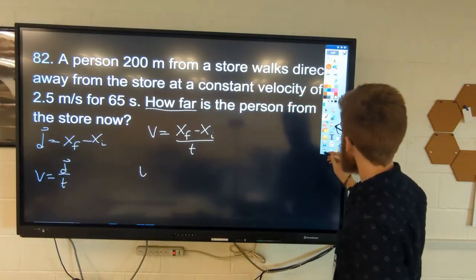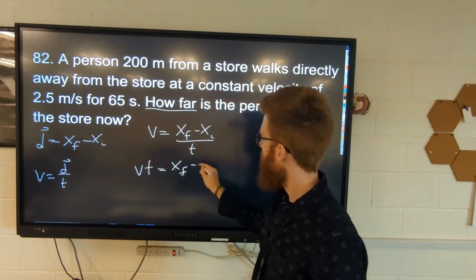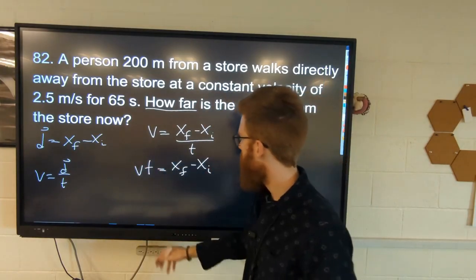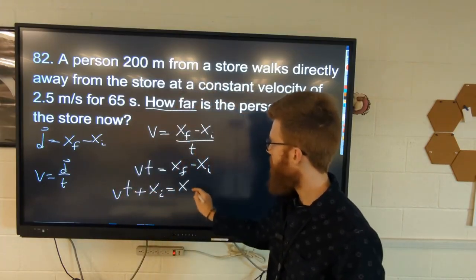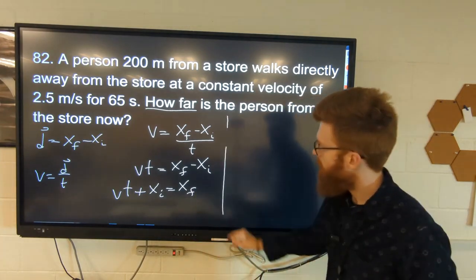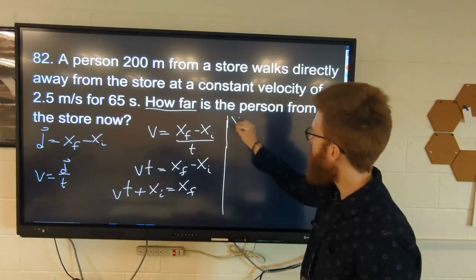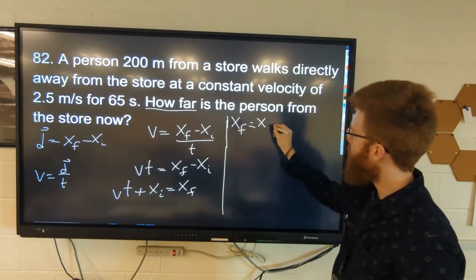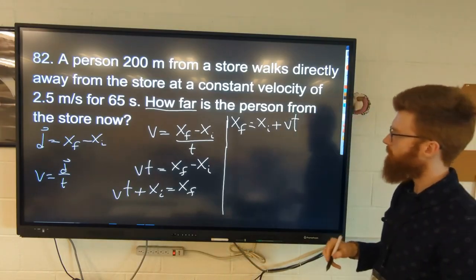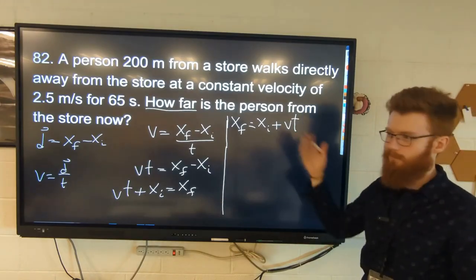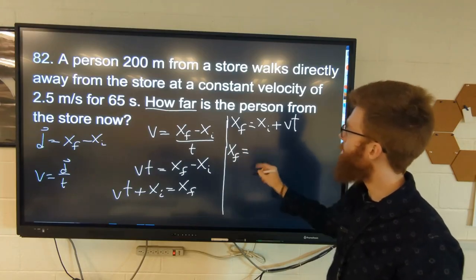v times t is equal to xf minus xi. Add our initial position. So vt plus xi is equal to xf. There we go. I'm going to rewrite this slightly. Basically, I'm just going to flip everything around and put xf is equal to my initial position, that's where I started from, plus how fast I'm going, times the time. The reason I rewrote it that way is because it'll be more convenient down the road. But for now, I can use this to solve our question.